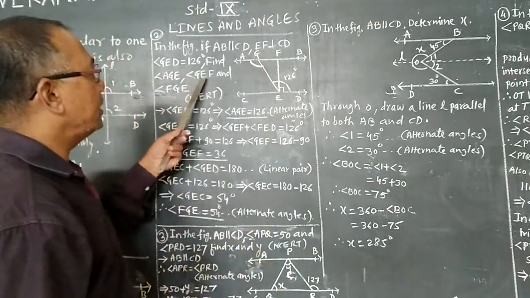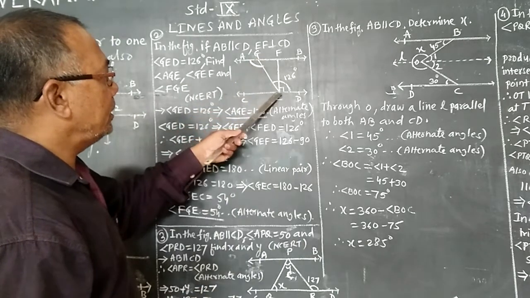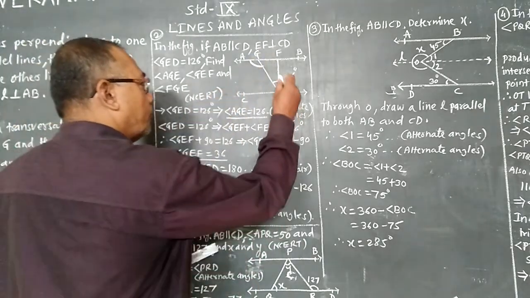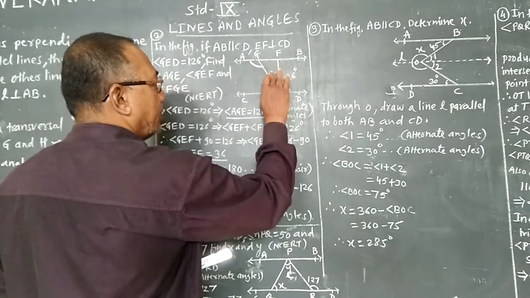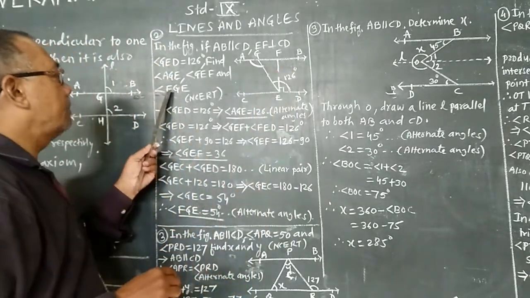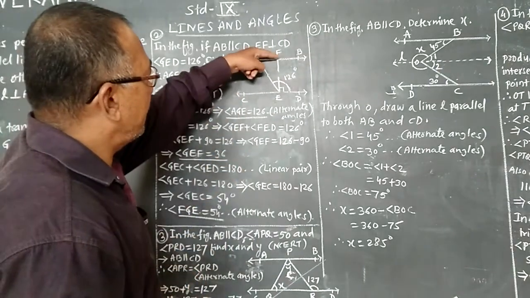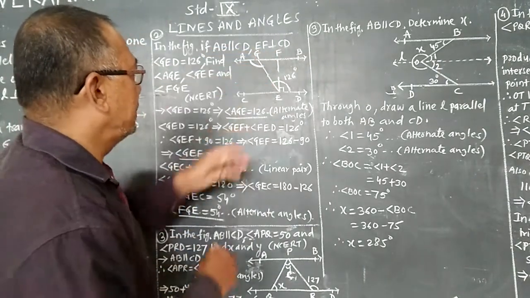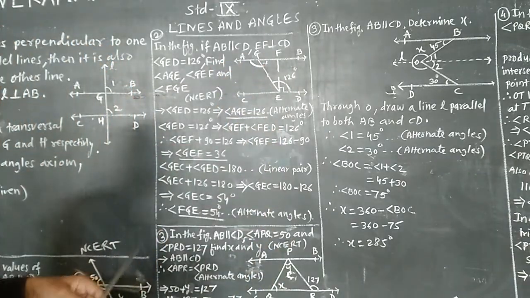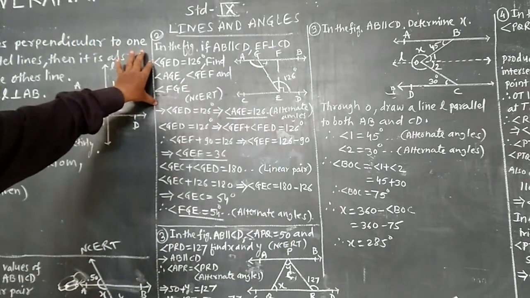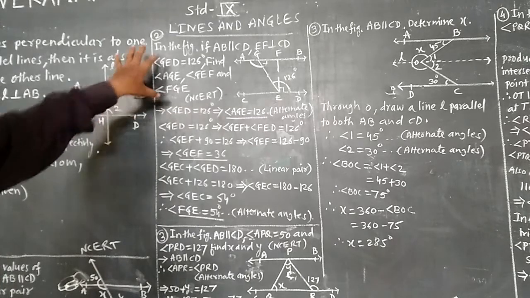Then GEF means we have to find the value of this angle, only this angle. Then angle FGE, here FGE means we have to find the measure of this angle. In this way, this is the NCERT question, and now we will see the solution.